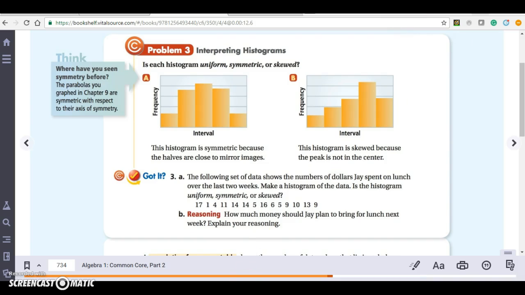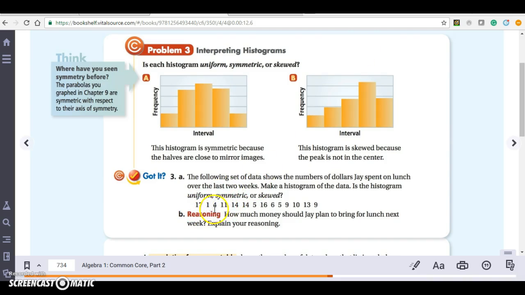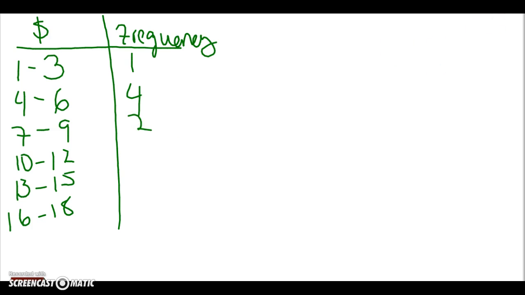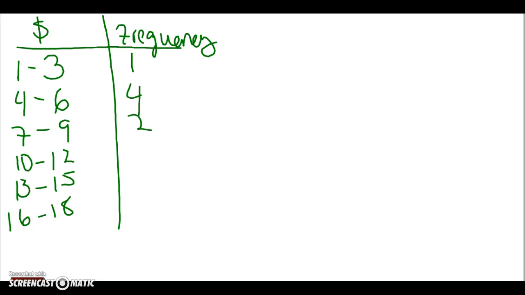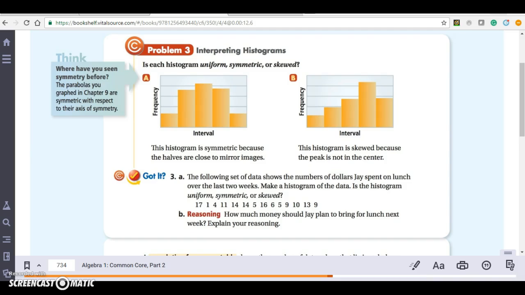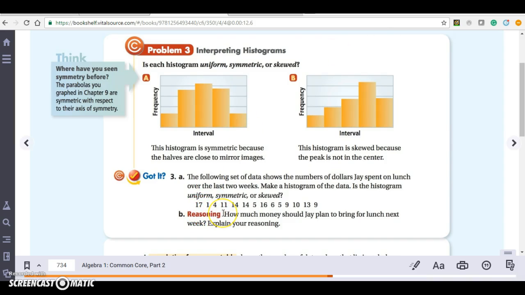4 to 6: 1, 2, 3, 4. 7 to 9: 1, 2. 10 to 12: 1, 2. 13 to 15: 1, 2, 3. And 16 to 18: 1, 2.